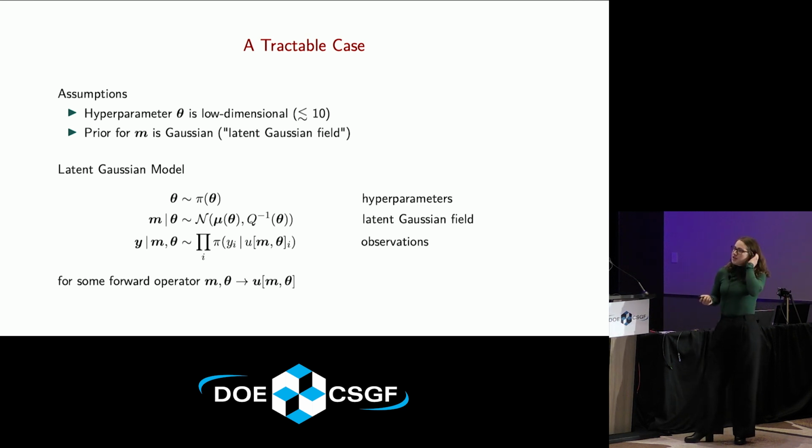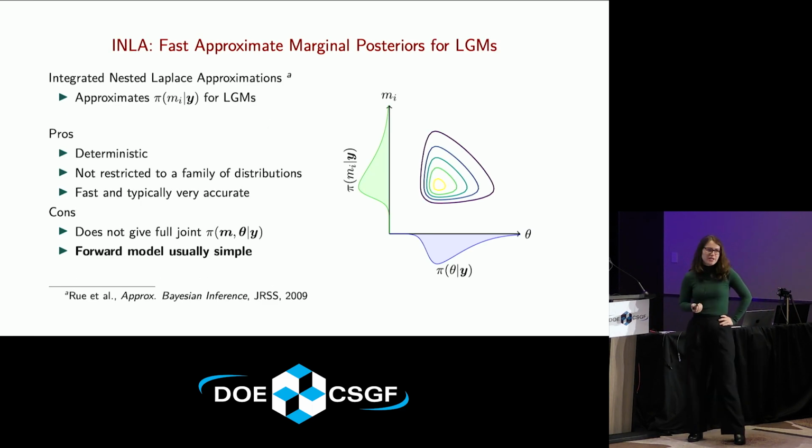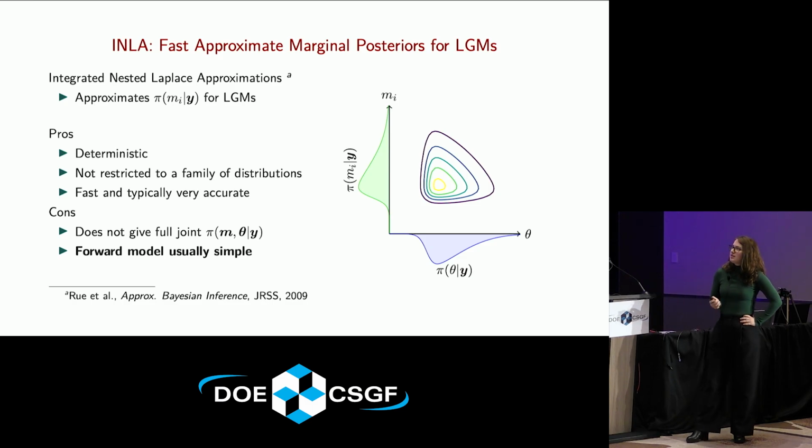Okay, so for this case, for this latent Gaussian model, there's a method that's become increasingly popular over the last 10 or 15 years in spatial statistics called INLA, or integrated nested Laplace approximations. This restricts our scenario down to latent Gaussian models, and it also makes one more trade-off, which is that it approximates the probability of mi given y. Mi being like an evaluation of m at a particular point xi, or a coefficient of m, if we're doing a finite element discretization.